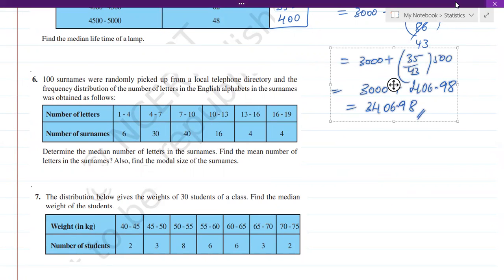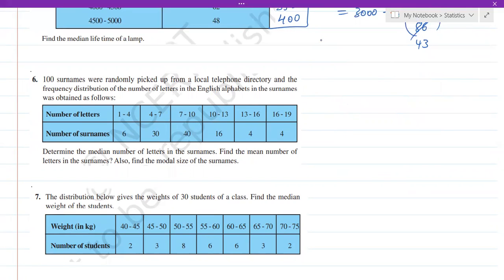Let me delete this now. Let me write the CF here itself. Let me reconstruct the table itself. The first value is 6 as it is. So 1 to 4, 4 to 7, this is the number of letters. I'll take it as CI, class interval, then F, then CF. Let me write it in the shortcut way: 4 to 7, then 7 to 10, then 10 to 13, then 13 to 16, 16 to 19. The value of F is 6, 30, 40, 16, 4, 4.